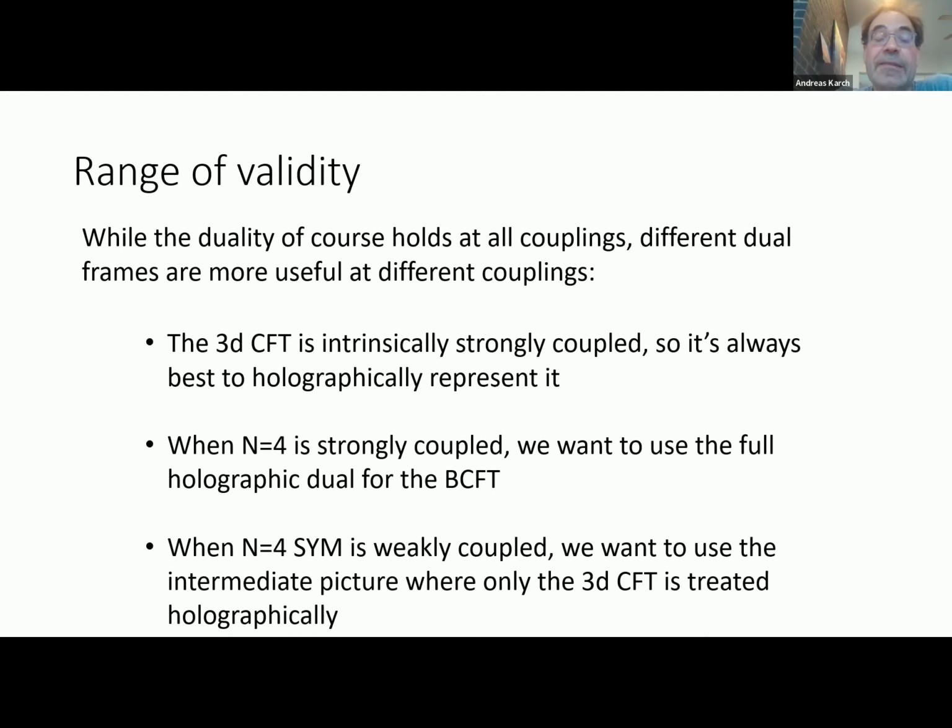But N=4 Super Yang-Mills itself has a coupling constant that's a free parameter. If N=4 Yang-Mills is strongly coupled, you should use this full BCFT tool. You have everything strongly coupled. You want to use one holographic tool, which immediately dualizes the entire BCFT, N=4 and the 3D CFT. Whereas when N=4 is weakly coupled, then you want to do this intermediate stuff where you only use holography on the 3D CFT, and then you can use perturbation theory to weakly couple it to N=4. Of course, all three tools are always valid, but only when N=4 is weakly coupled is the intermediate picture useful. When N=4 is strongly coupled, the full BCFT dual is useful.